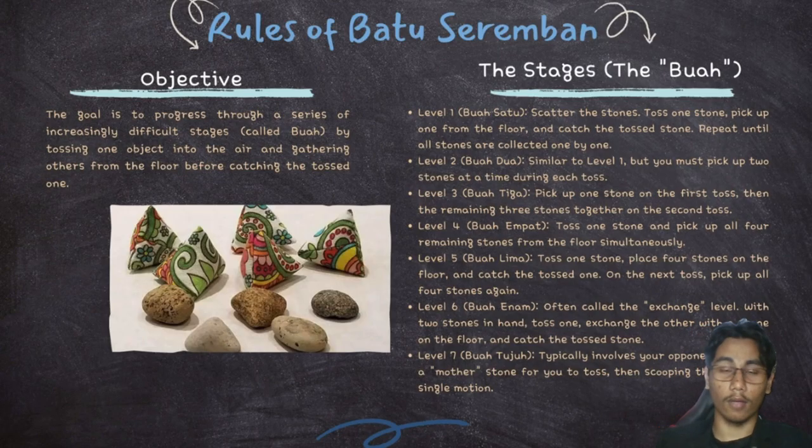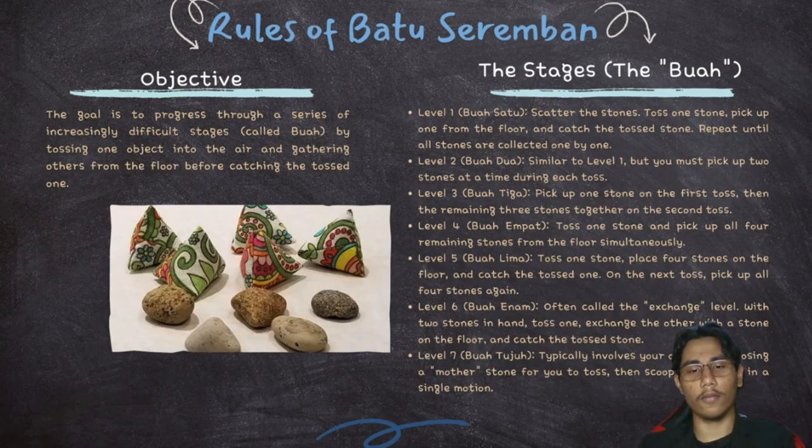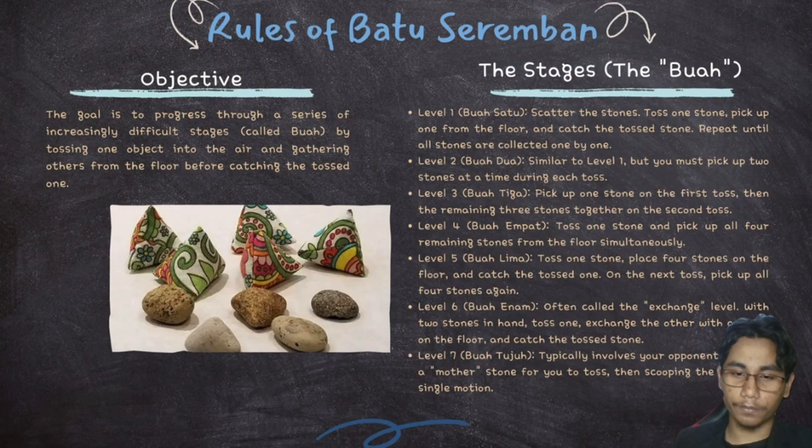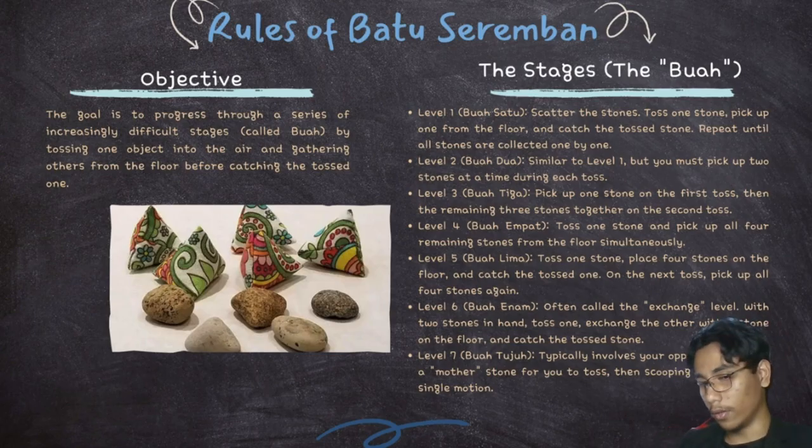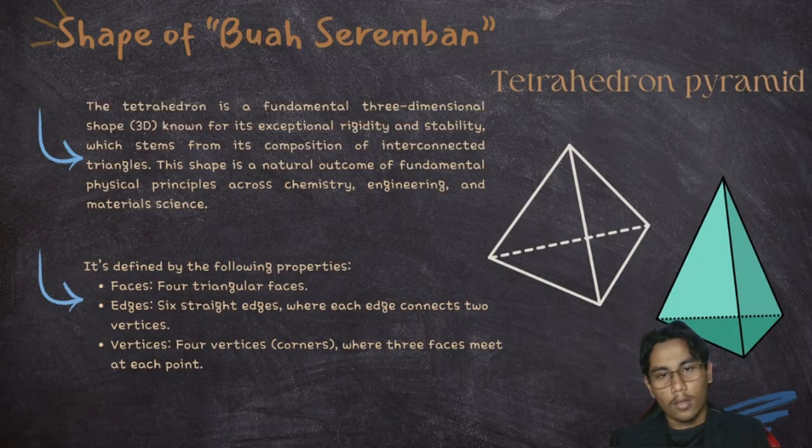Level 5, sorry about my grammar. Toss 1 stone, place 4 stones on the floor and catch the tossed one. On the next toss, pick up all 4 stones again. Level 6, often called the exchange level, with 2 stones in hand. Toss 1, exchange the other with a stone on the floor and catch the tossed stone. The last level typically involves your opponent choosing a mother stone for you to toss, then scoop the rest in a single motion.